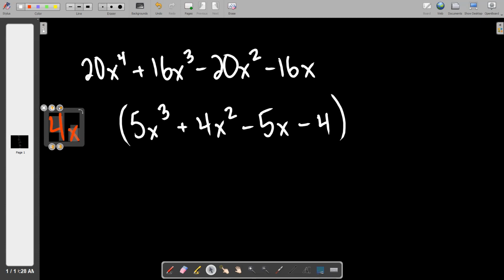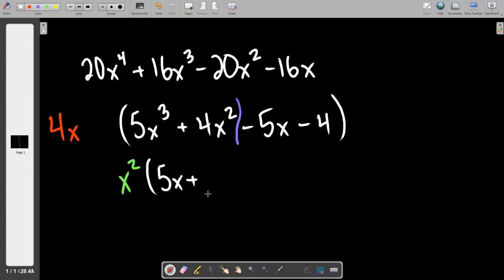So let's draw our little wall and do our thing. What is the greatest common factor of the two on the left? Yeah. And what's left over? Yeah, it's the best I can do. Next step. Drop the minus. Good job.